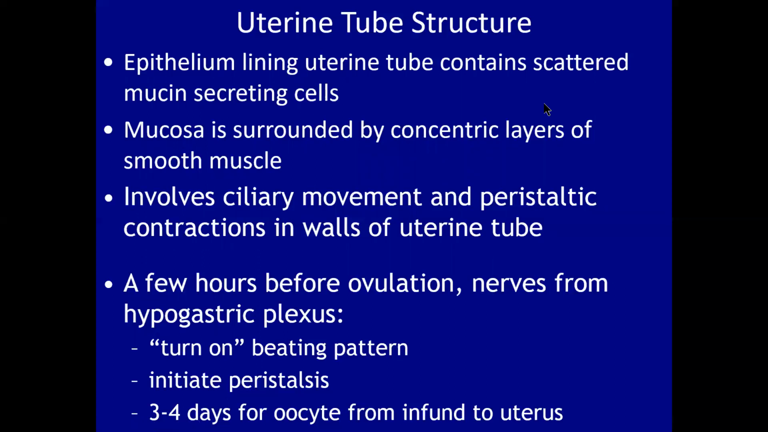Before a female ovulates, nerves from the hypogastric plexus will turn on this beating pattern of the cilia and start peristalsis. It actually goes on for 3 to 4 days because that's the length of time that it takes for an oocyte to go from the infundibulum, which is the hand, to the uterus.